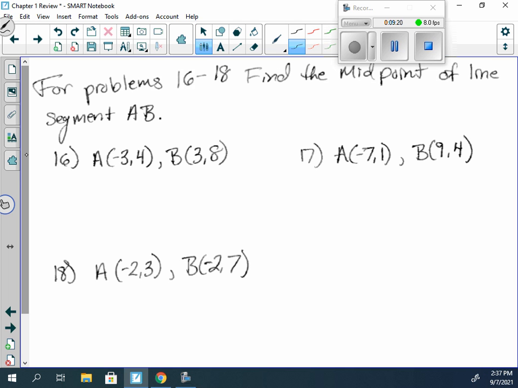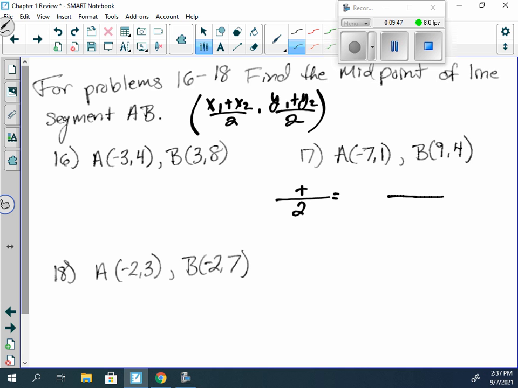Question 16 through 18, find the midpoint of segment AB. So our midpoint formula is x1 plus x2 divided by 2, comma, y1 plus y2 divided by 2. Which one of these do we want to look at? 17. So again, when we solve for the midpoint, we put the two x values in one and put the two y values in the other. So what are the two x values for these 2 points?